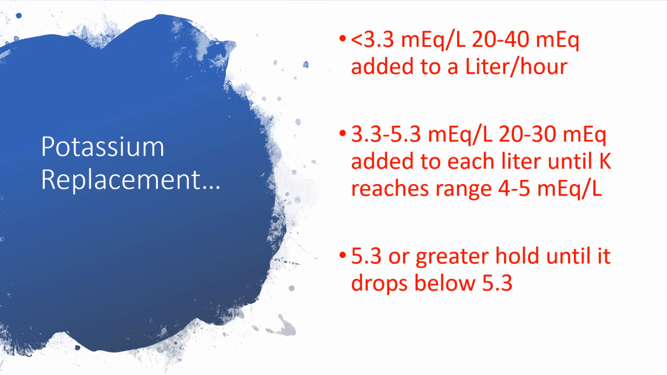Current guidelines recommend that if a patient has a potassium of less than 3.3, then you should add 20 to 40 milliequivalents to each liter of fluid per hour. If the range is between 3.3 and 5.3, the recommendation is to add 20 to 30 milliequivalents to each liter of fluid, and we give that until the potassium reaches a 4 to 5 milliequivalent range. If the potassium is greater than 5.3, you want to hold the potassium until the patient's serum potassium level drops below 5.3.